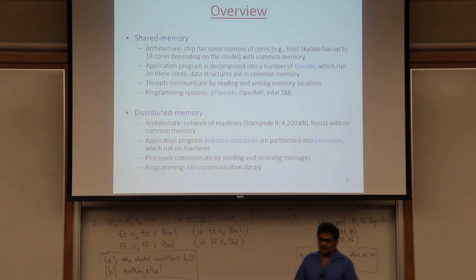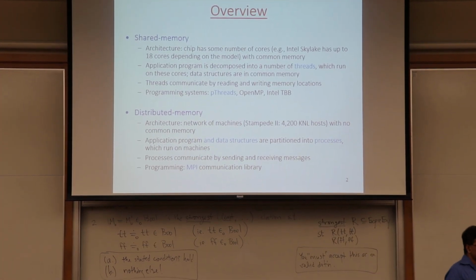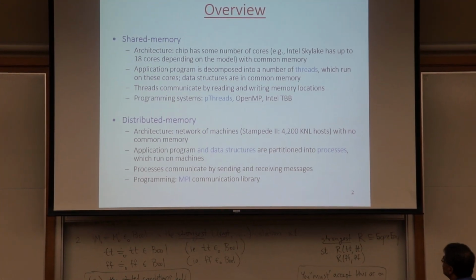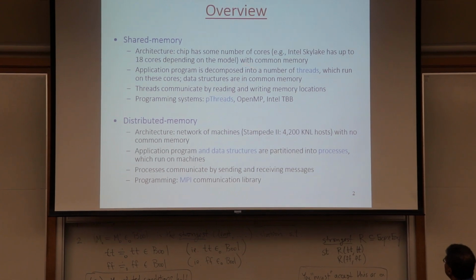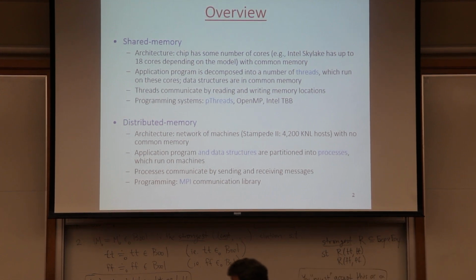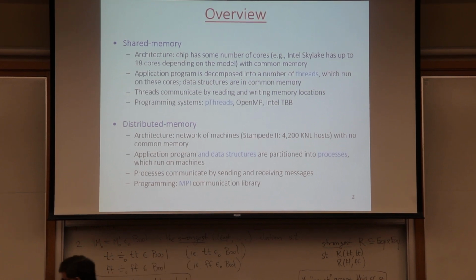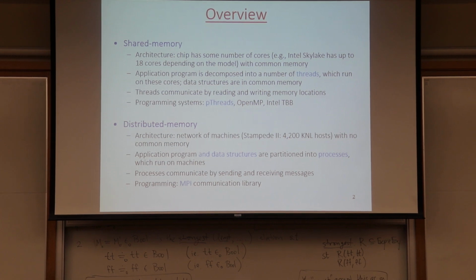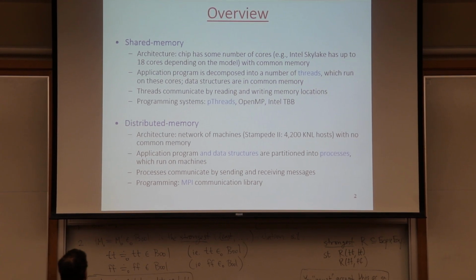So here's an overview of shared and distributed memory architectures. If you've never come across these terms before, here is one example of a shared memory architecture that's very popular. Intel's latest processor chip is called Skylake. You can buy a chip from them that has up to 18 cores. Each core is essentially like a CPU, like a computer, and you can be running programs on each of those cores and exploit parallelism. The key point is that all of these cores can be connected. This chip can be connected to some common memory.